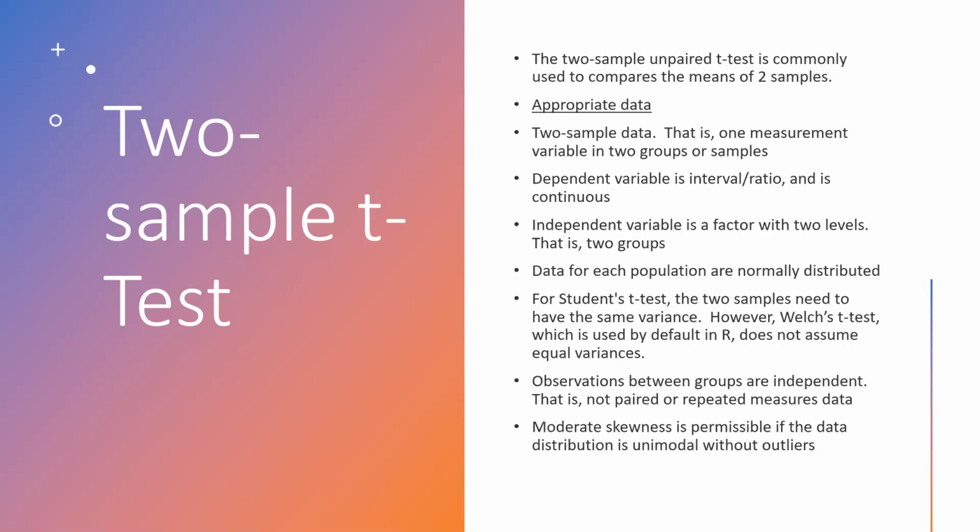Then usually the data for each population should be normally distributed. So for Student's t-test, the two samples need to have the same variance. However, if you want to use Welch t-test, which is the default in R, then the variance may not be the same, which is the standard one, because most of the time the variances are always different. Another assumption: observations between groups are independent. That is, they are not paired, they are not repeated measure data. Then in this kind of example, moderate skewness is permitted if the data distribution is unimodal, in case you don't have outliers.